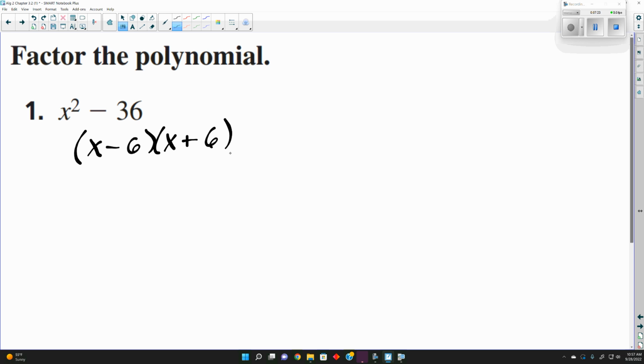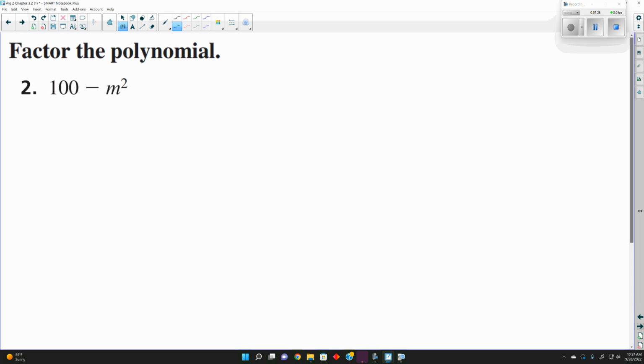Any other questions on this here? 100 minus m squared. Well, 100 is a perfect square, yes? Yep. It's 10 and 10. M squared is m and m, yes? So how would this factor?